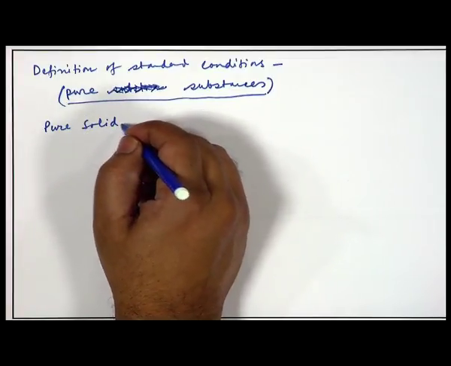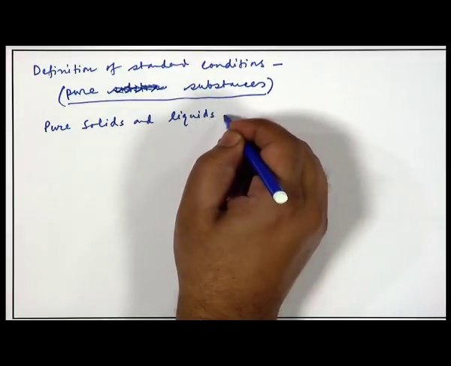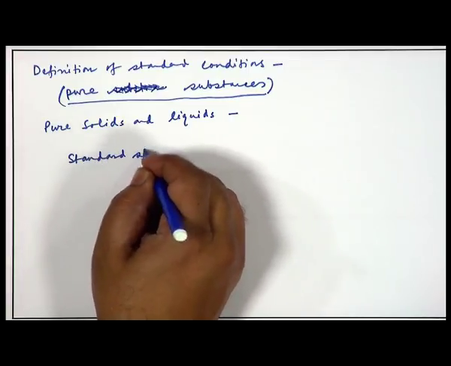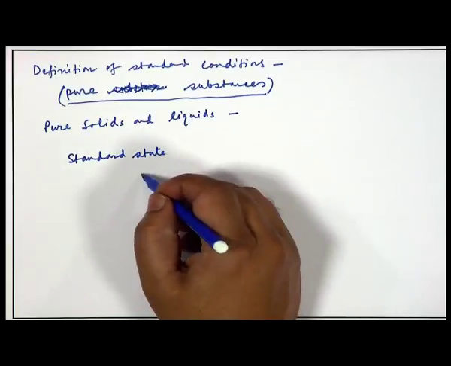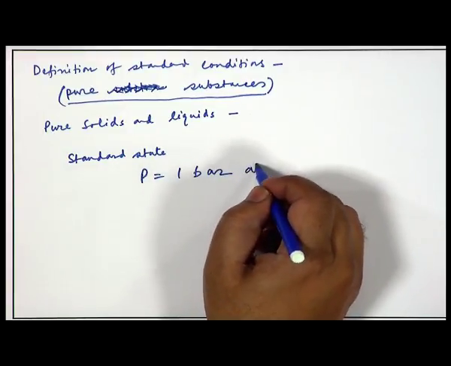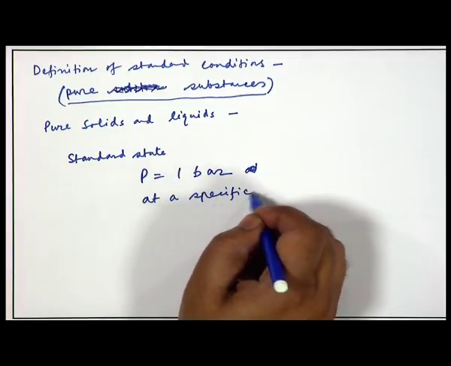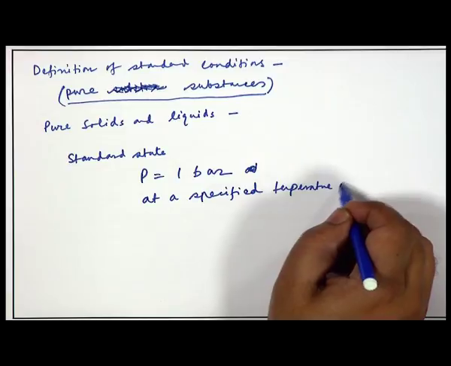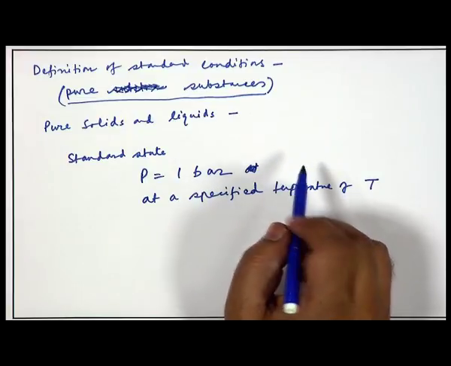So, for pure solids and liquids, we define the standard state as pressure equal to 1 bar and at a specified temperature of value T. This T is the temperature we are interested in.